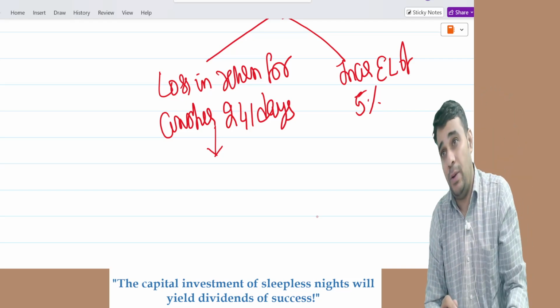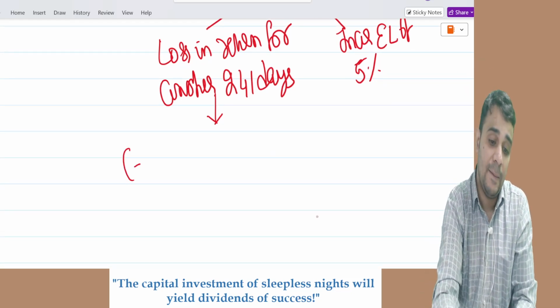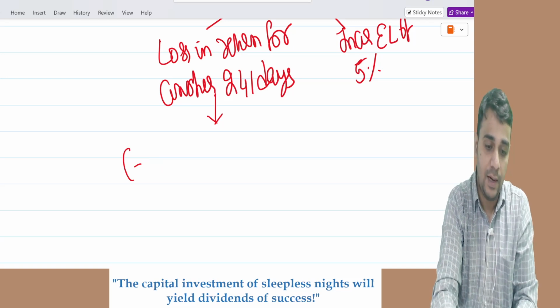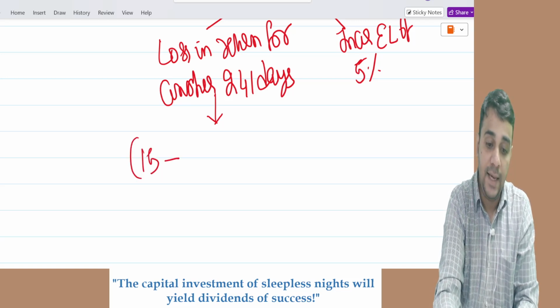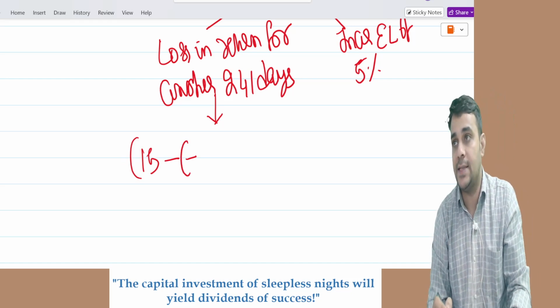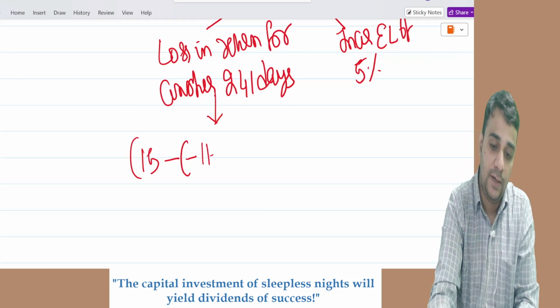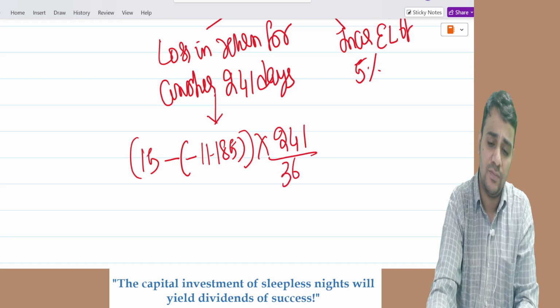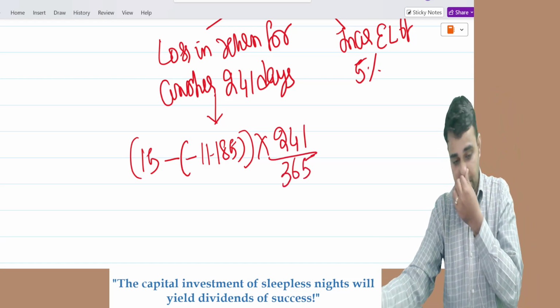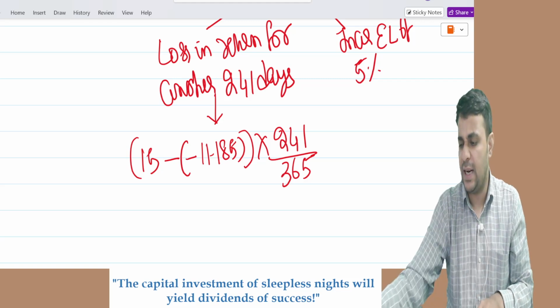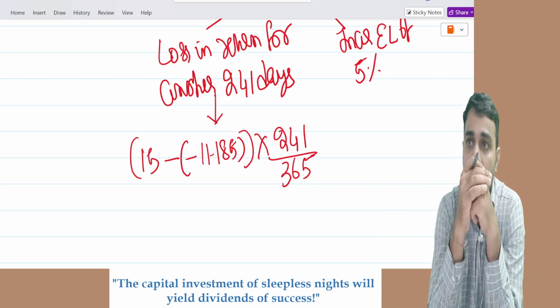First, 241 is a problem. On top of it, this fund is today at minus 11 point. 15 is the best fund, like the last one. Minus of minus will become plus in the calculation: 15 minus of minus 11.185. And you have to wait for 241 days. It will be a huge loss, approximately 17%, 17.29%. I don't want to wait and all.